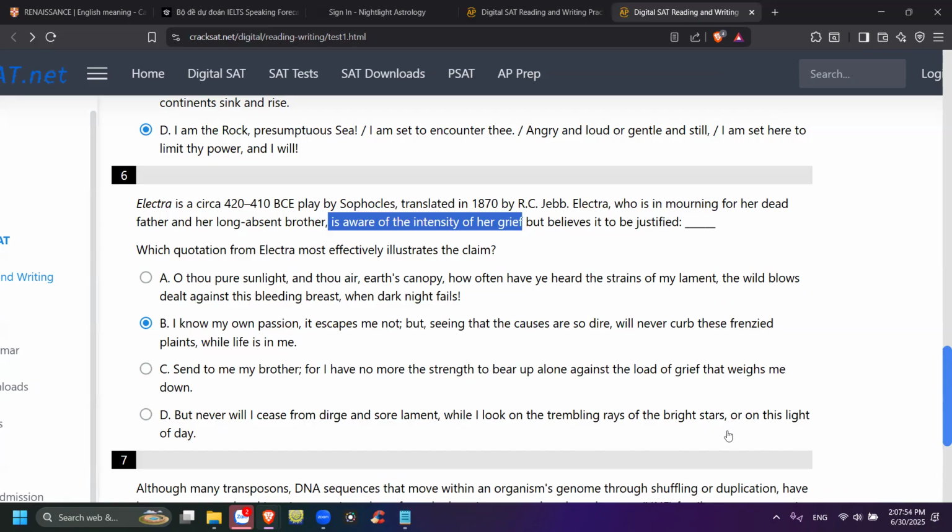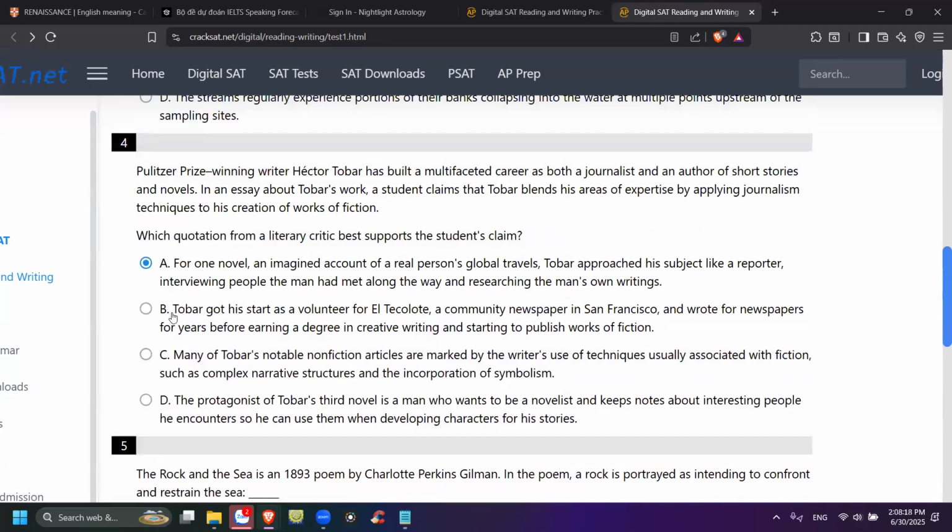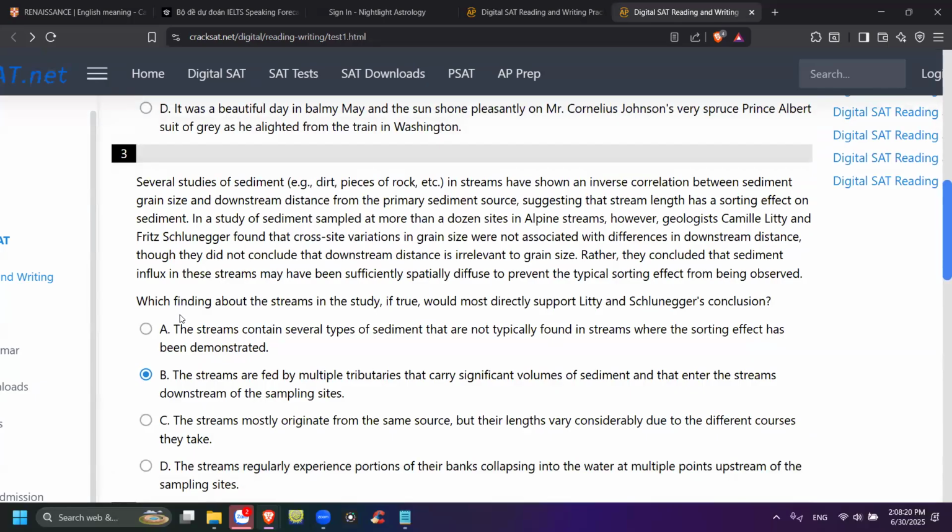It doesn't sound exactly positive, because look at the trembling ray. It sounds like the bright star is about to kill you or something. I think so. That's why I'm like, why trembling? But you're correct, this poetry can be very difficult. So 3D, right? Yeah, 3D.